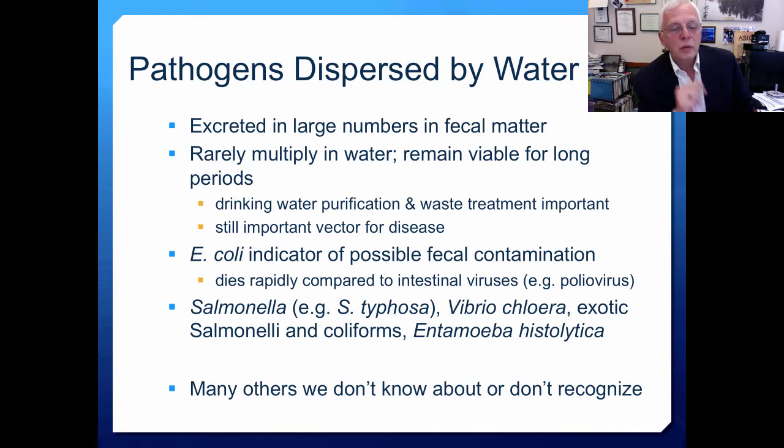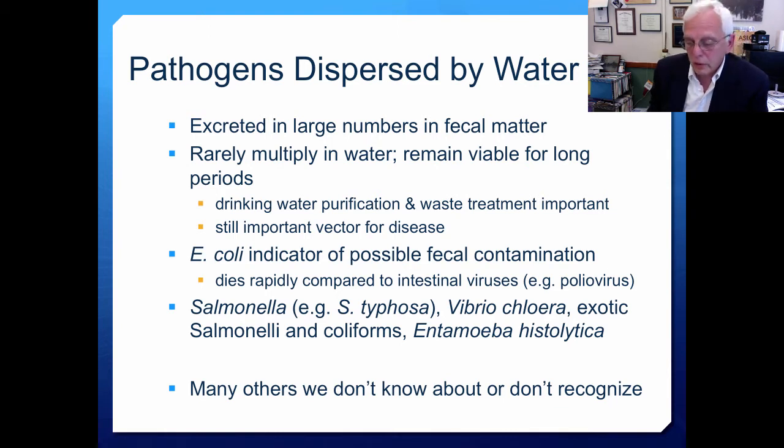One of the disadvantages of monitoring water for E. coli as an indicator of possible fecal contamination is that it dies pretty quickly compared to intestinal viruses, things like poliovirus, that can stay around for a very long time. There are all kinds of other pathogenic organisms out there that end up in water whenever E. coli is present. And so E. coli is used as an indicator, not as a real measure of danger, but basically as an indicator of possible or likely fecal contamination.